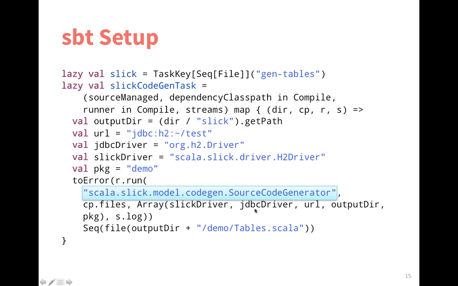You pass it a Slick driver, a JDBC driver, the URL to connect to your database, and an output directory and the package in which to generate the code. And it will generate you a tables.scala file that contains your whole database schema.